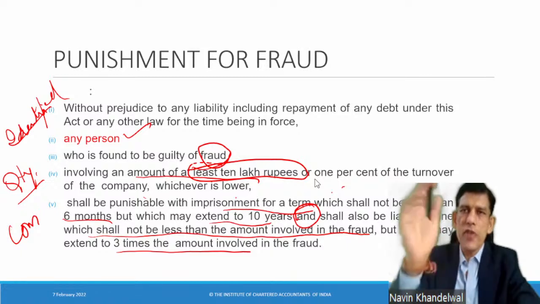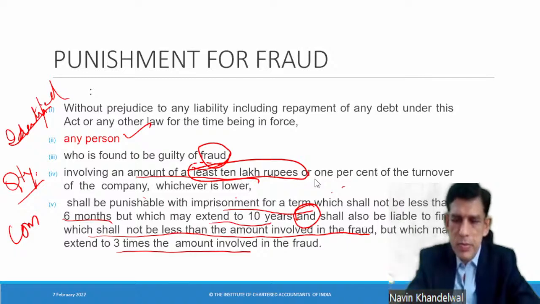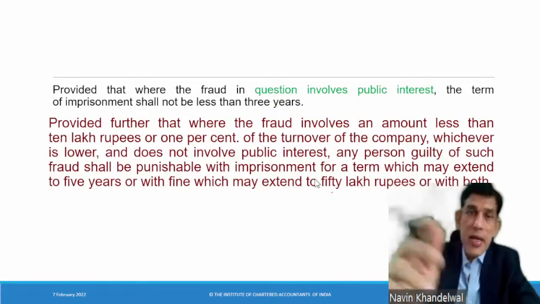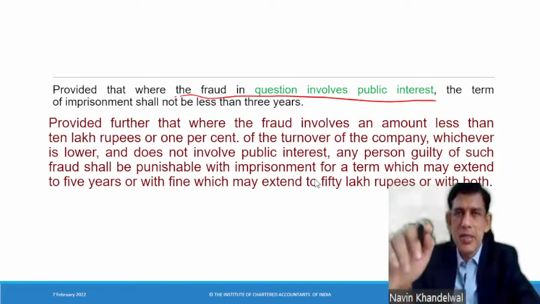The fraud situation, first situation: amount minimum 10 lakhs or 1% of the turnover, whichever is lower, subject to imprisonment of minimum 6 months, which may extend to 10 years. Along with that, a fine of the amount involved or 3 times the amount involved. That is the first situation. The second, if the fraud is involving public interest.